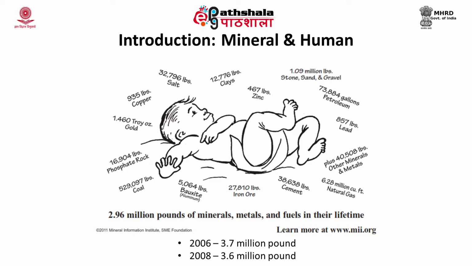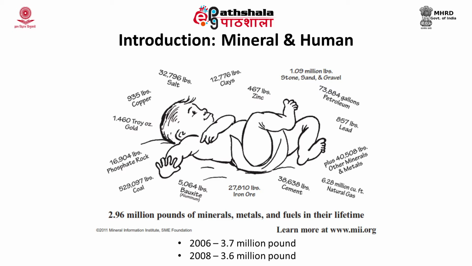So, in the introduction, if you can see this image, how this mineral and human are related, or the human is dependent upon the mineral. For a particular person in his or her lifetime, he requires a lot of mineral resources. For example, if you look at this figure, 2.96 million pound of minerals, metal and fuels is required for a person in his or her lifetime.